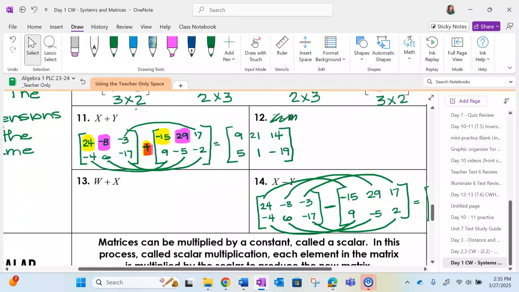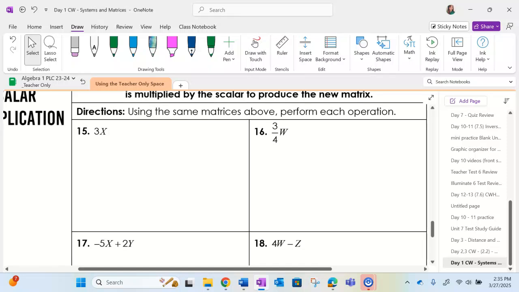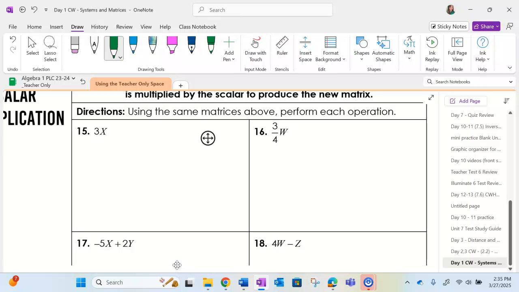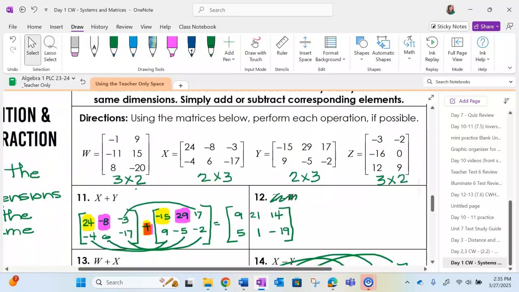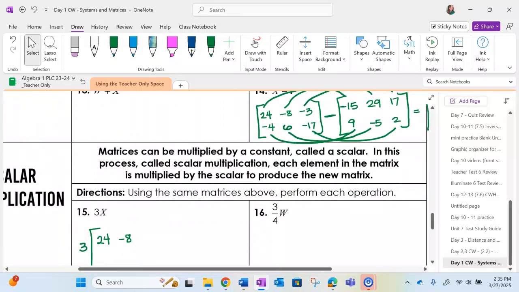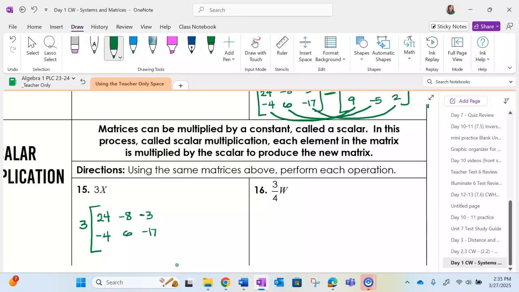All right, the bottom half. We'll try to do this all in one video. The bottom half. Now we are multiplying. Scalar multiplication. It means distributing. So I'm going to multiply 3 times whatever x is. So 24, negative 8. Let me go up there and make sure I know what x is. I wrote it here. Negative 3. Let me do it here. Negative 3, and then negative 4, 6, and negative 17.